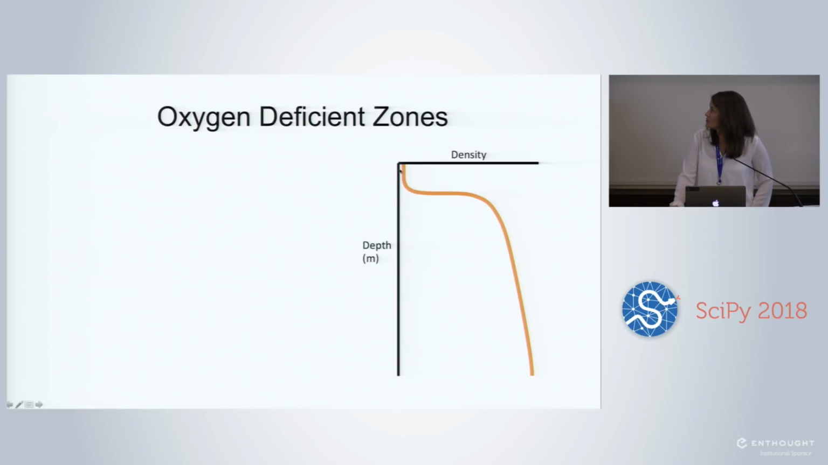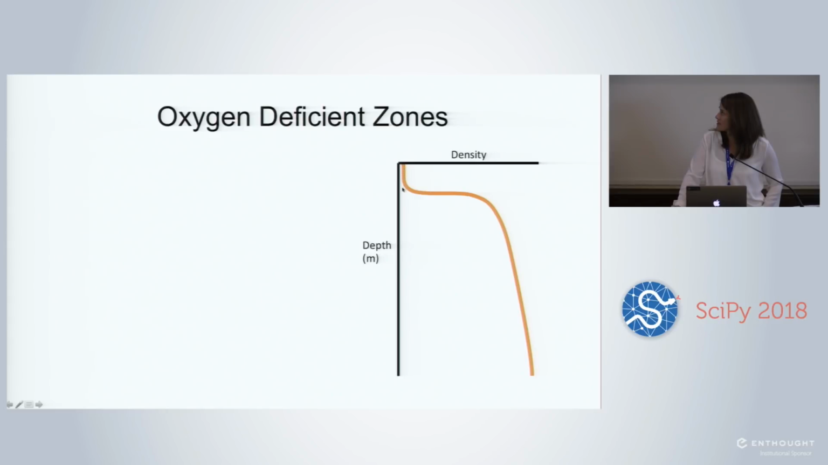On the y-axis here, we have depth, so this would be the surface of the ocean going down to the depths. And on the x-axis, we have density, or really you could plot any feature that you're interested in, so salinity or temperature or nutrients. So here we're specifically looking at the density profile.